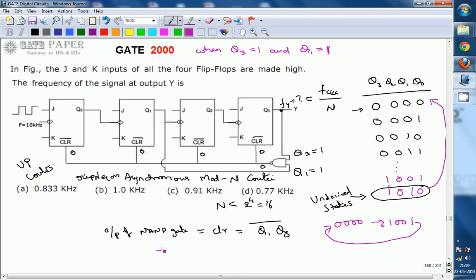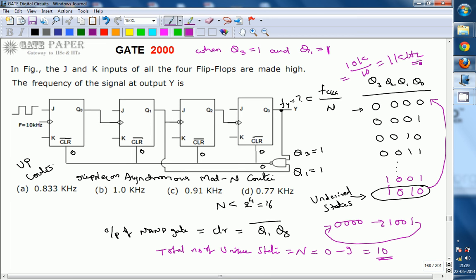Total number of unique states, which implies nothing but N, which is the modulus. So that is nothing but 0 to 9, which is 10 states. N is equal to 10. Now the frequency at Y, Fy is equal to f clock by N. F clock is nothing but 10 kilohertz divided by 10. That is nothing but 1 kilohertz, which is going to be the output frequency.